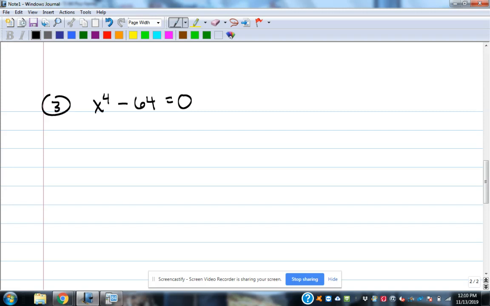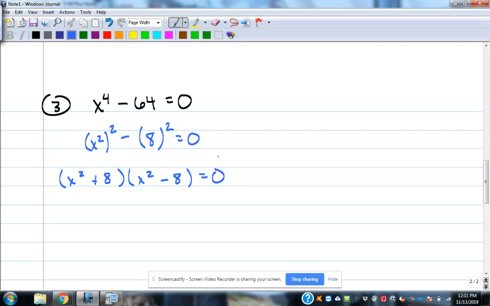Difference of squares, it's equal to 0 already. It's in descending order. It's got 2 terms and a minus sign in the middle. The exponent's even, so that's what makes me think about difference of squares. So what squared is x to the 4th? X squared, right? And then what squared is 64? 8. So my factors are x squared plus 8, x squared minus 8.